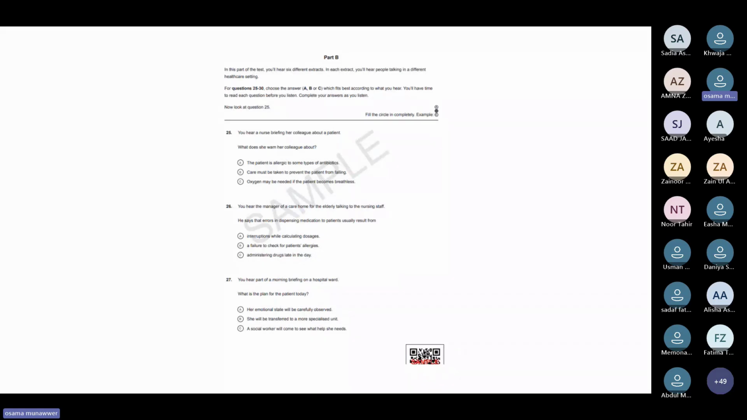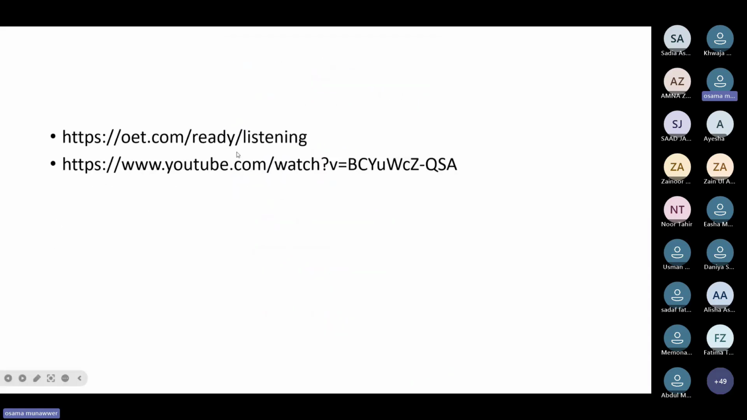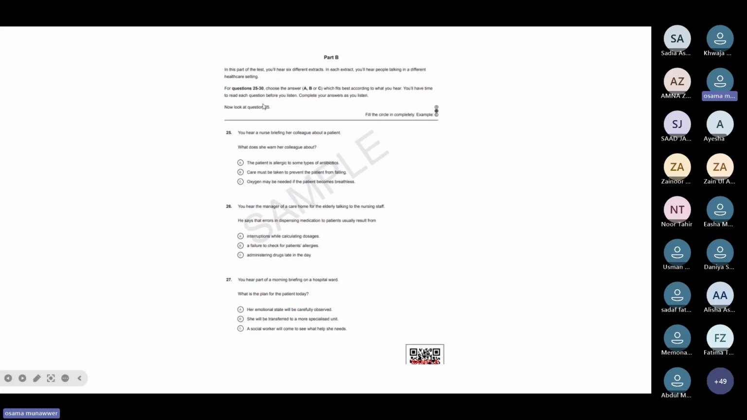How it goes is, they'll play an audio, and for example, for question 25, you play it, you see the question here, pick the best option, and then you move on. Then they're going to play the second audio. They're going to give you a few seconds to mark your answer, and then you move on to the next question. So it's going to be that way. It's pretty simple as well.